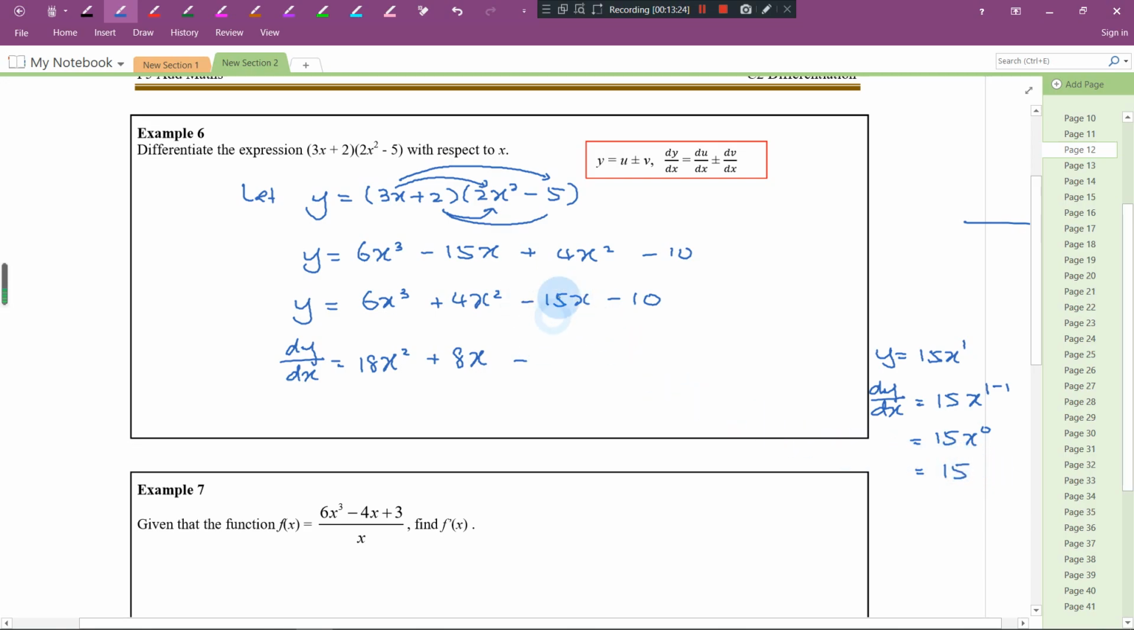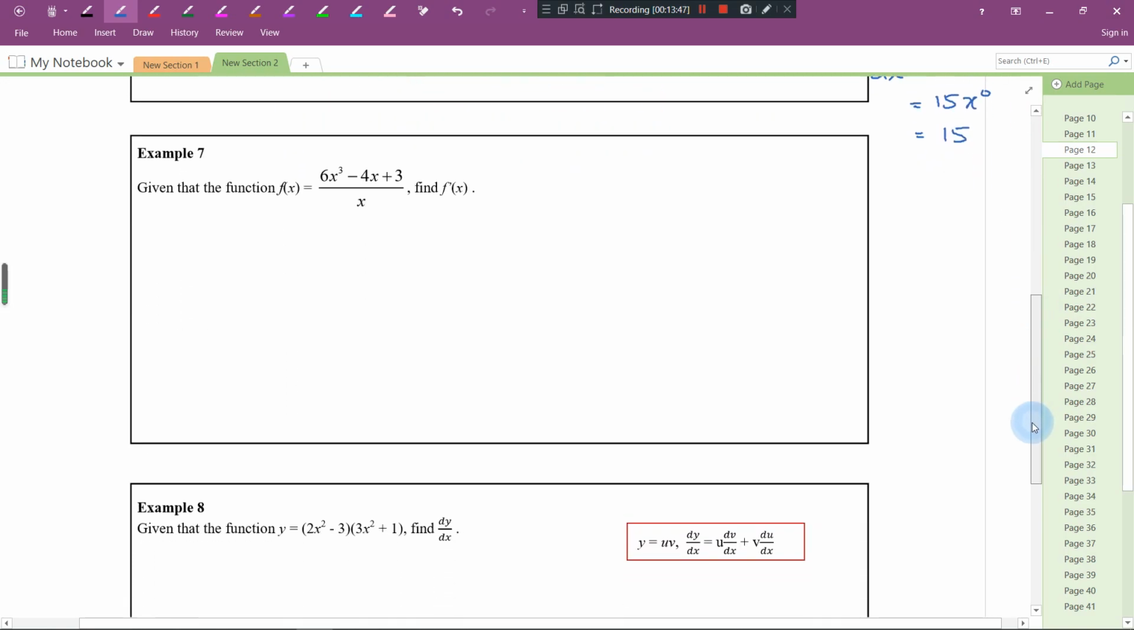So you differentiate this term, you will get negative 15. How about this? I hope that you still remember just now I told you, you differentiate a constant, you get 0. Okay, so this is the answer for this question: 18x squared plus 8x minus 15. Let's try the next one.